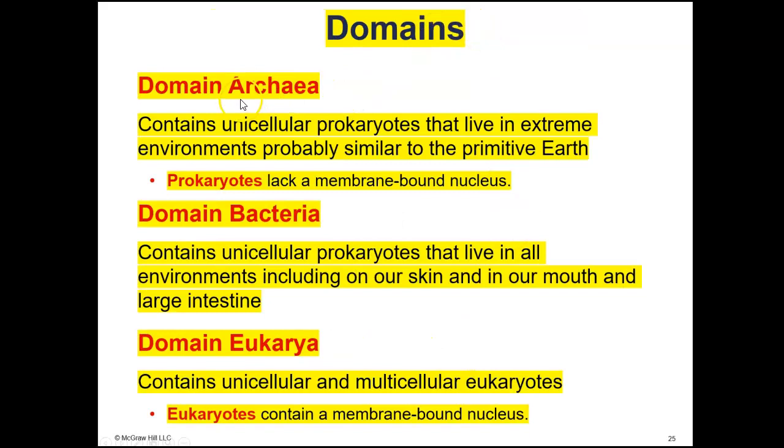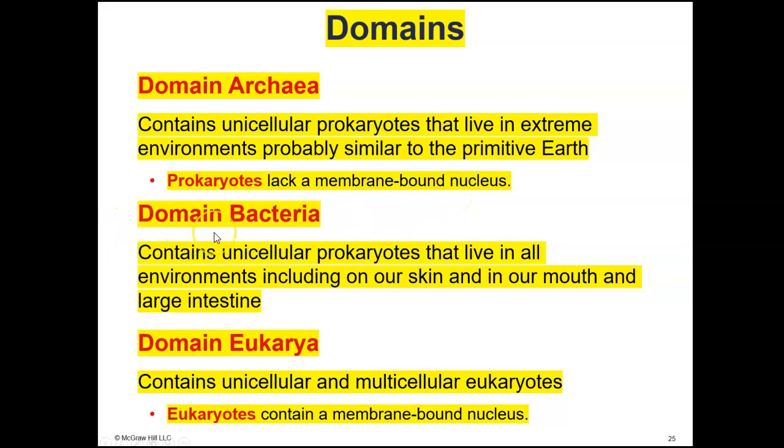All right, the three domains are Archaea, bacteria, and Eukarya. The domain Archaea contains unicellular prokaryotes. That means they're single-celled organisms made of one cell only. Their cells are prokaryotic, meaning they don't have a nucleus, and they're small compared to eukaryotic cells. They, in the Archaea, live in extreme environments, probably similar to the primitive Earth. Very hot, very salty sometimes, very acidic. And just remember, prokaryotes lack a membrane-bound nucleus.